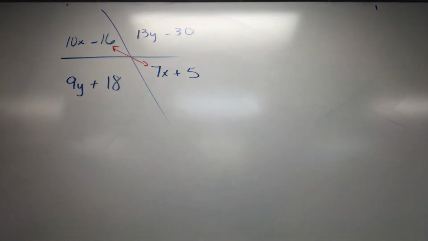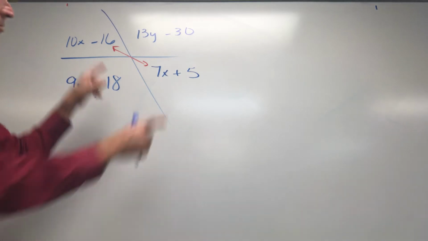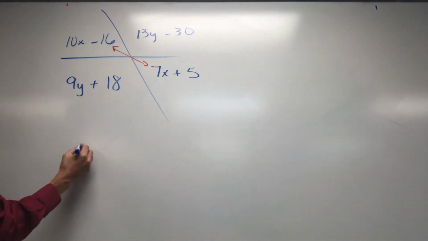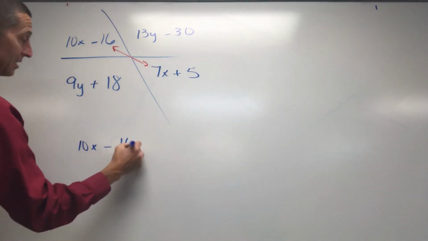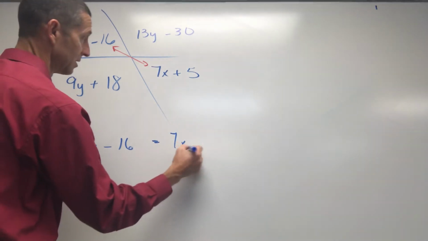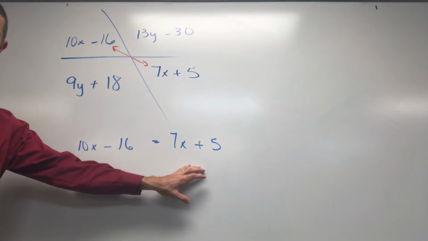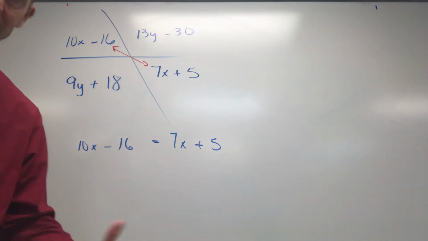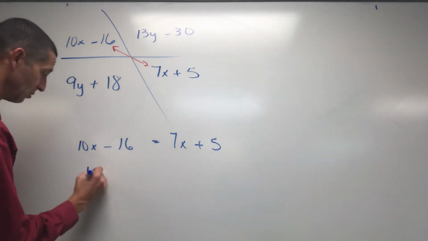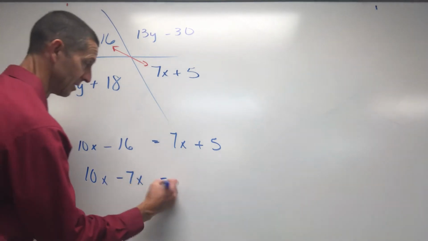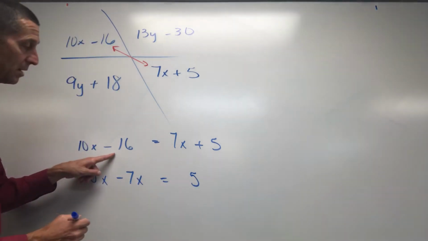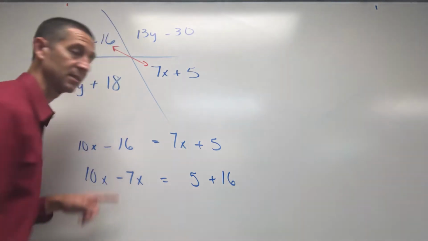Those are vertical angles. We know vertical angles are equal to each other. So when you go to solve this problem, just set them equal to each other. So 10x minus 16 equals 7x plus 5. One equal to the other. Then you can do your algebra to get your x's together. Get your numbers together. Let's make that minus 16, so over here you go plus 16.